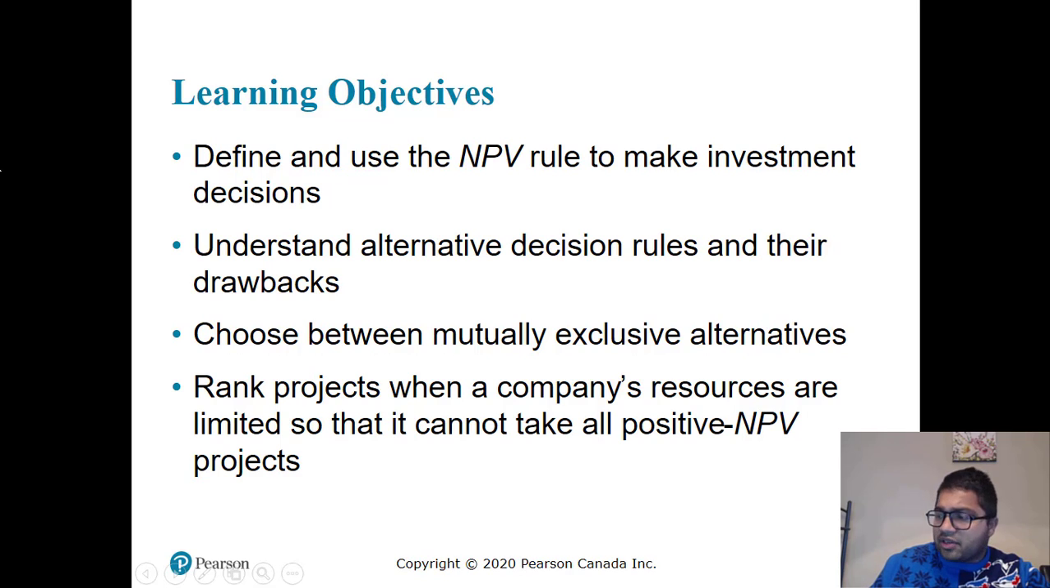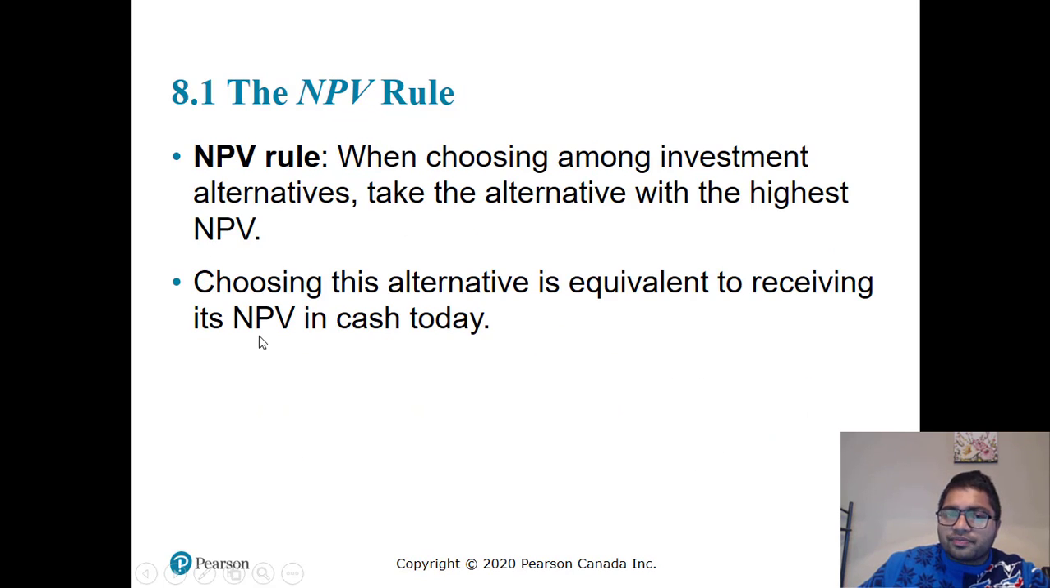So the learning objectives for this chapter are: define and use the NPV rule to make investment decisions, understand alternative decision rules and their drawbacks, choose between mutually exclusive alternatives, and rank projects when the company's resources are limited so that it cannot take all positive NPV projects. So let's start.